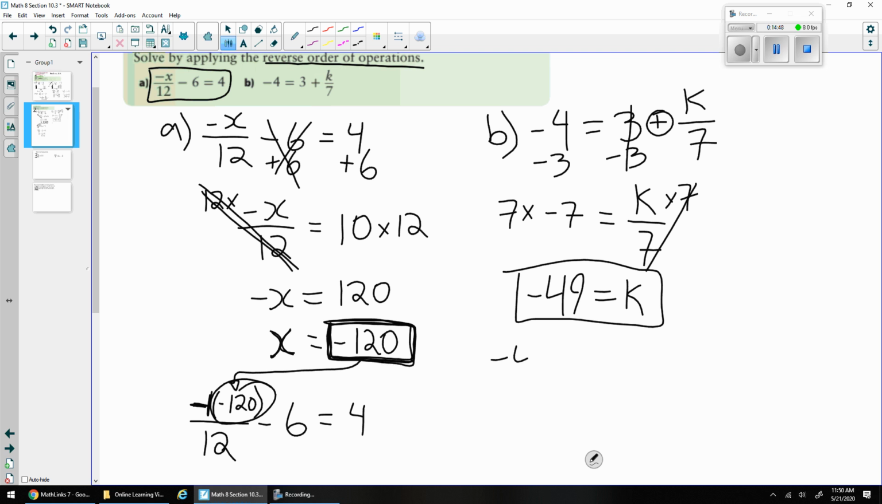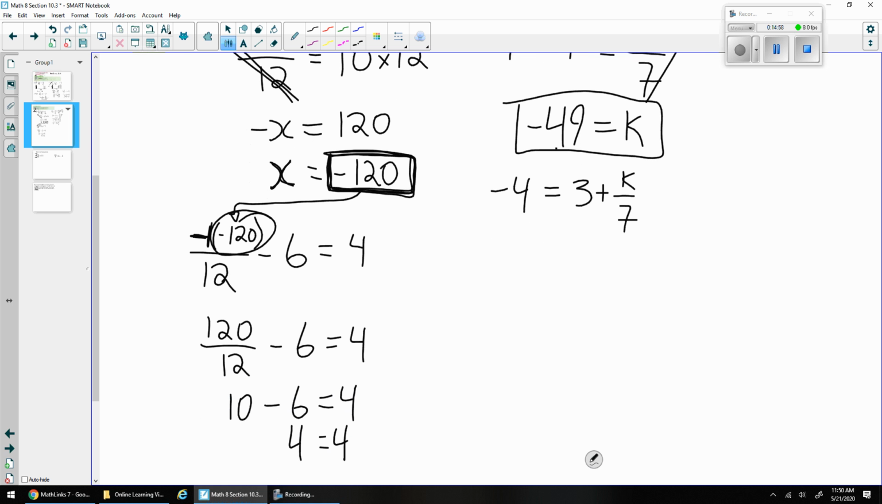Let's put negative 49 back in for k. So initially it was negative 4 is equal to 3 plus k divided by 7. So I'm going to put this negative 49 in for k. So I substitute that in. I get negative 49 divided by 7. Now I'm having to solve the right side to see if it's equal to the left side, which means I need to follow the regular order of operations. So I first do negative 49 divided by 7, which gives me 3 plus, 49 divided by 7 is 7, negative and positive, 3 plus negative 7.